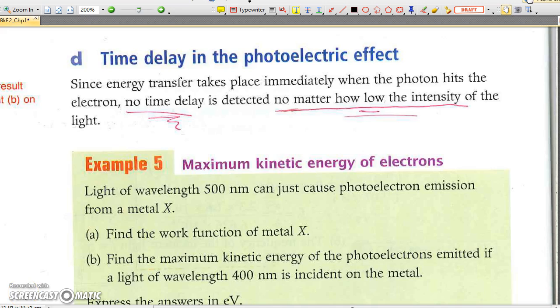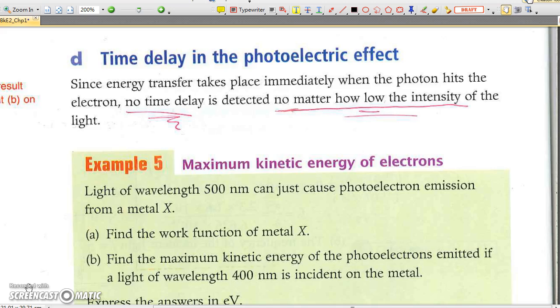Since an electron on the metal surface has to absorb energy from just one photon, it can be emitted immediately if it gains enough energy. So that's why there's no time delay, because the electron need not collect energy from many photons. It just absorbs energy from one photon. If the energy is enough, then it is emitted.